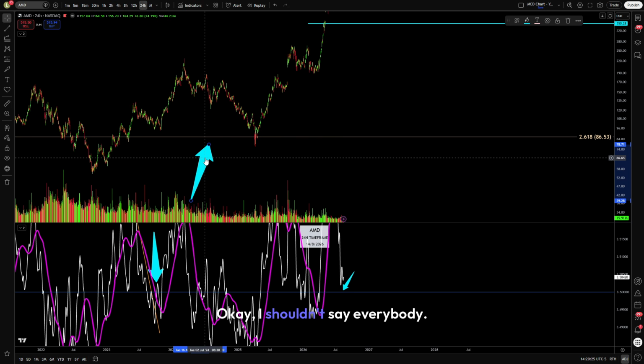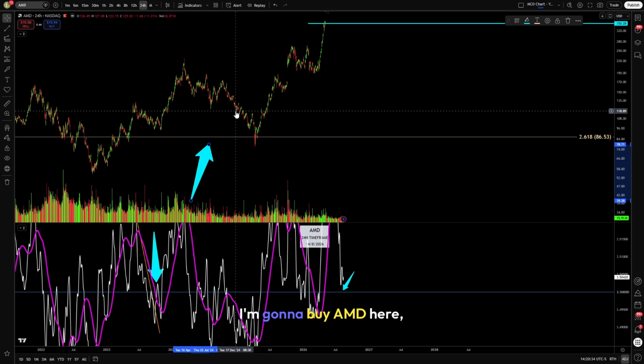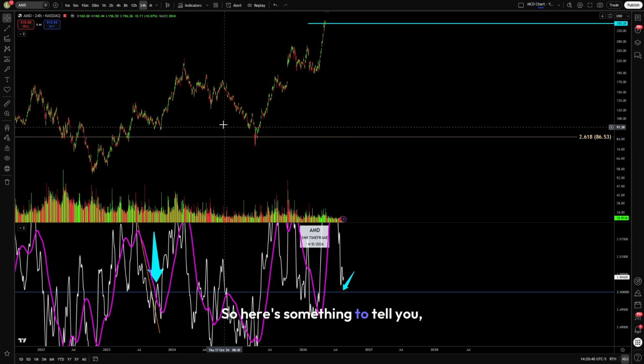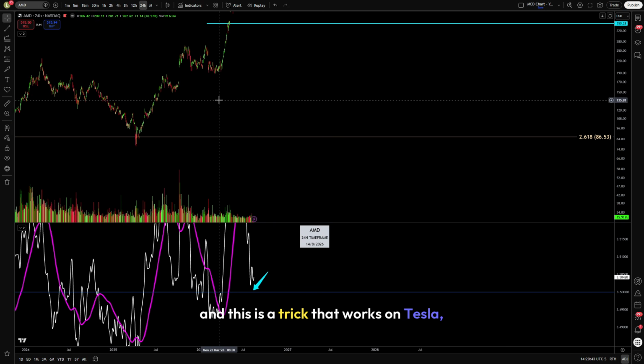Okay, I shouldn't say everybody. I'm sure there was a handful of people who got it right, but the vocal majority got it wrong. A lot of people were telling me, I'm going to buy AMD here. It's so oversold. So here's something to tell you, and this is a trick that works on Tesla. It works on AMD. It works on SoFi. It'll work on any stock that you want.